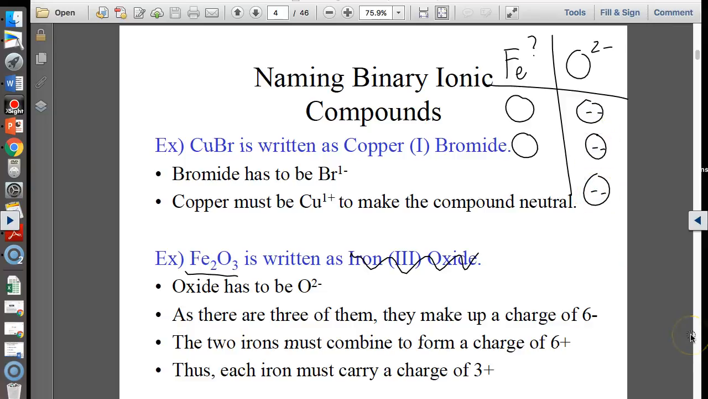So I have 6 minus signs. I have a charge of 6 negative up here with my anions. So how many plus signs have to be in each ion? Everybody. Yeah. So that means that I'm dealing with iron 3.